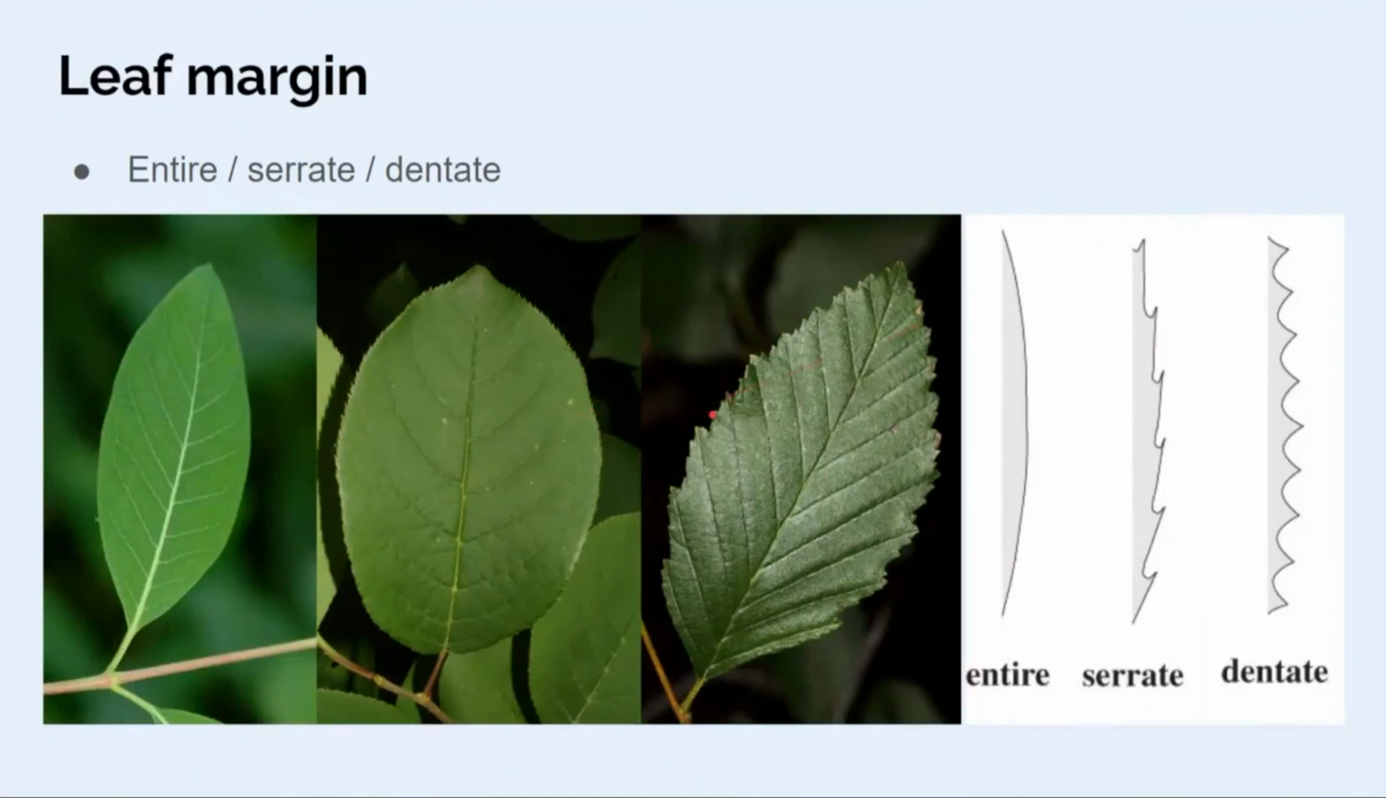Sometimes they're just described as having teeth, and sometimes the keys don't really go any farther than that. Sometimes they use these terms serrate and dentate. The difference is serrate teeth are angled, and dentate teeth are basically perpendicular to the main angle of the margin. So dentate sticks straight out, serrate are angled. A couple of these are both serrate.